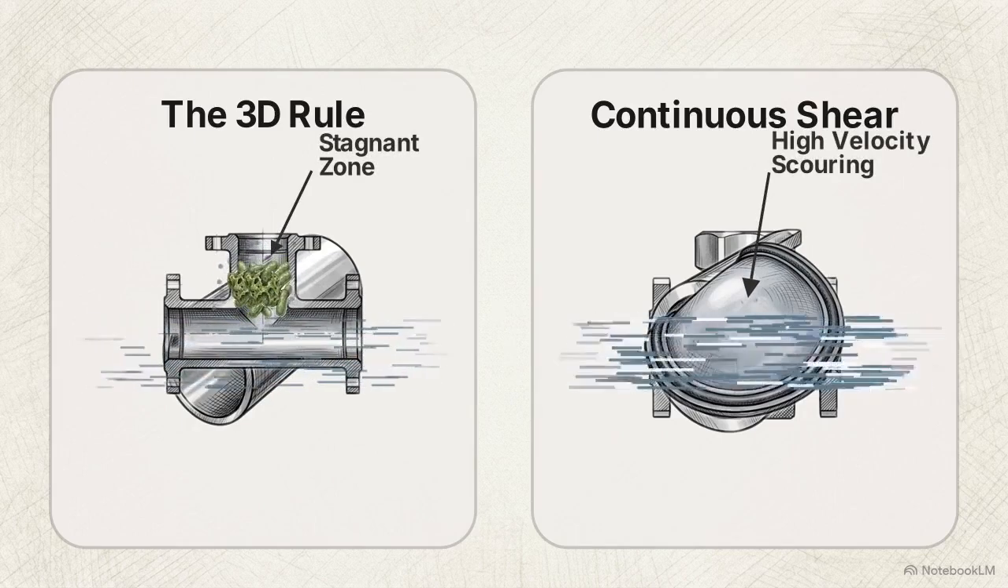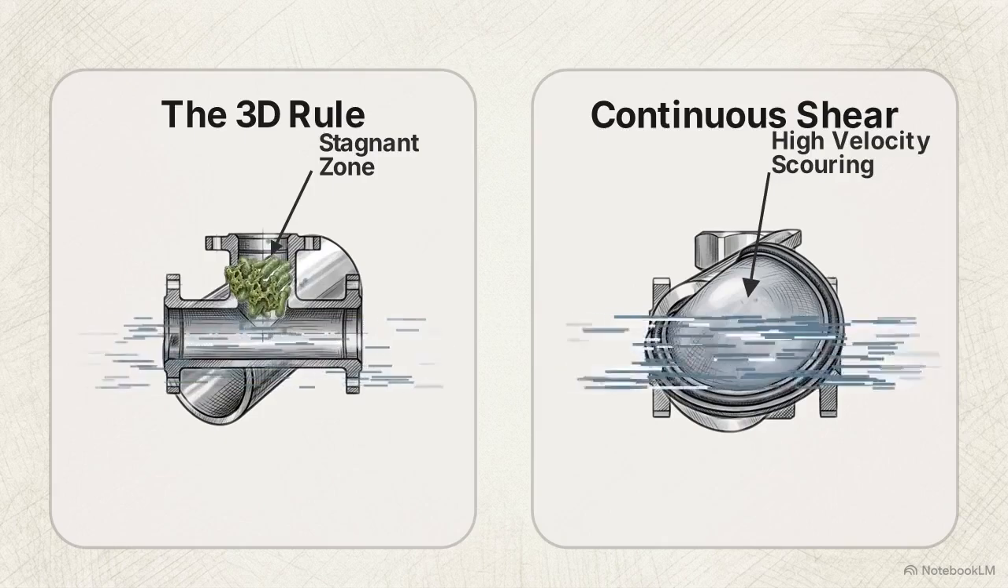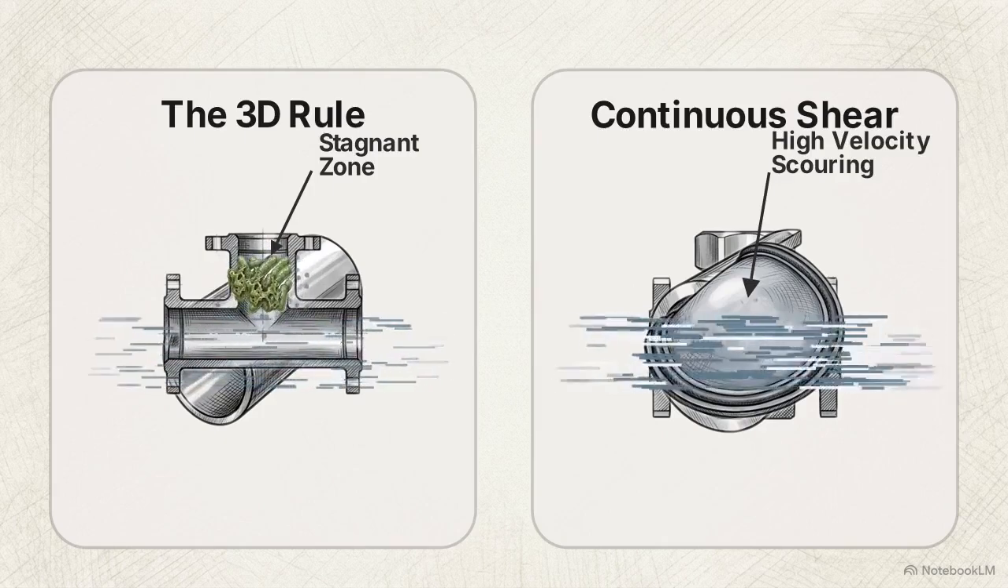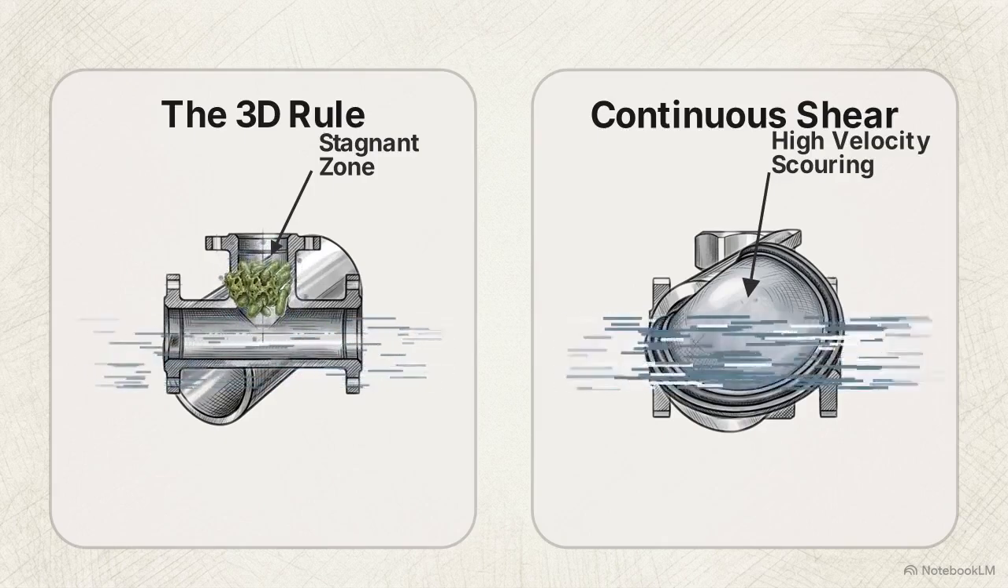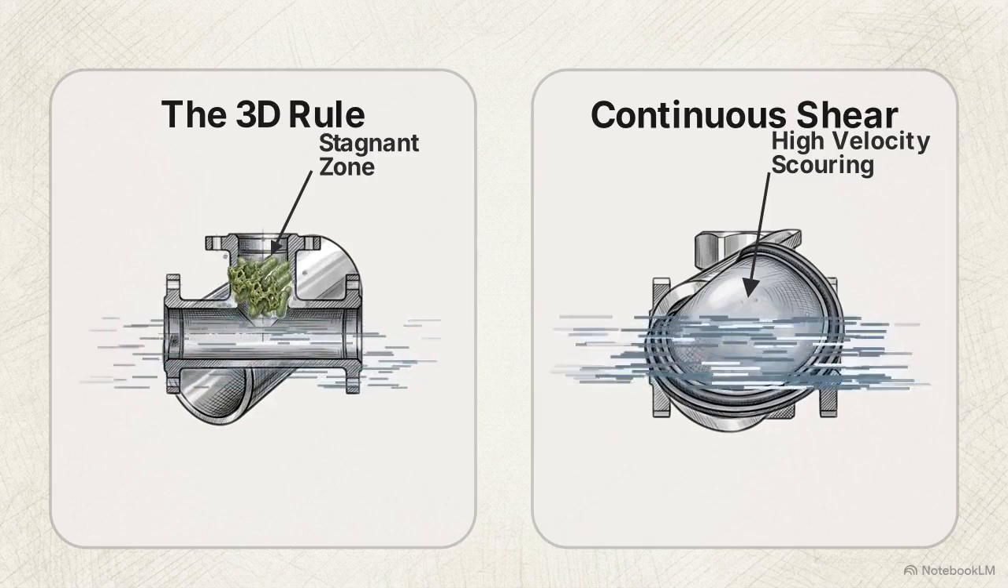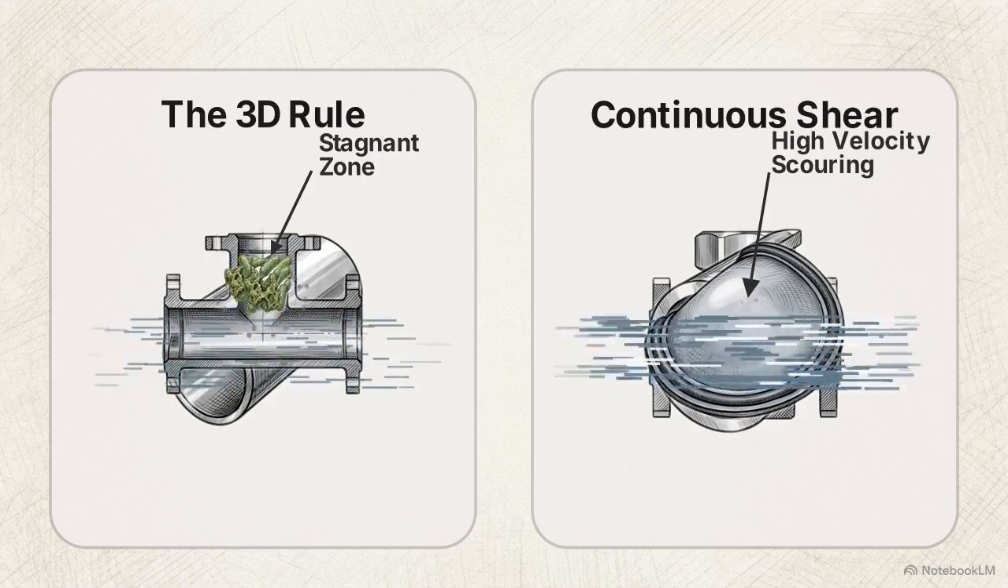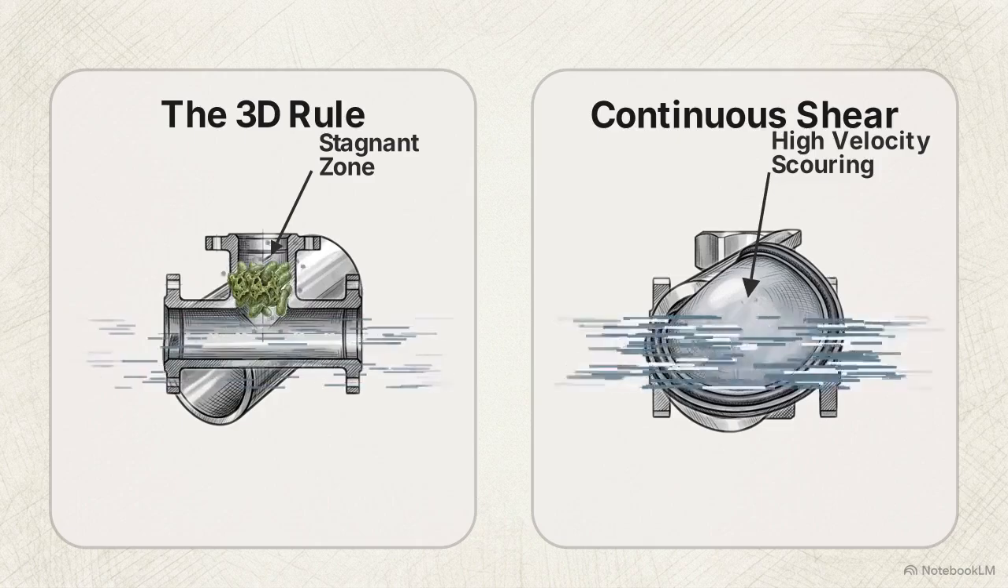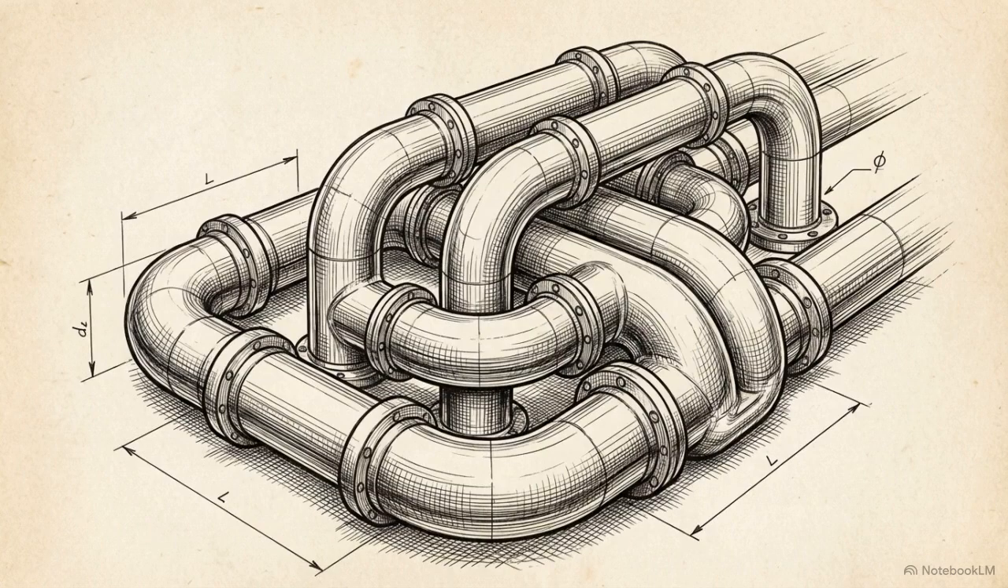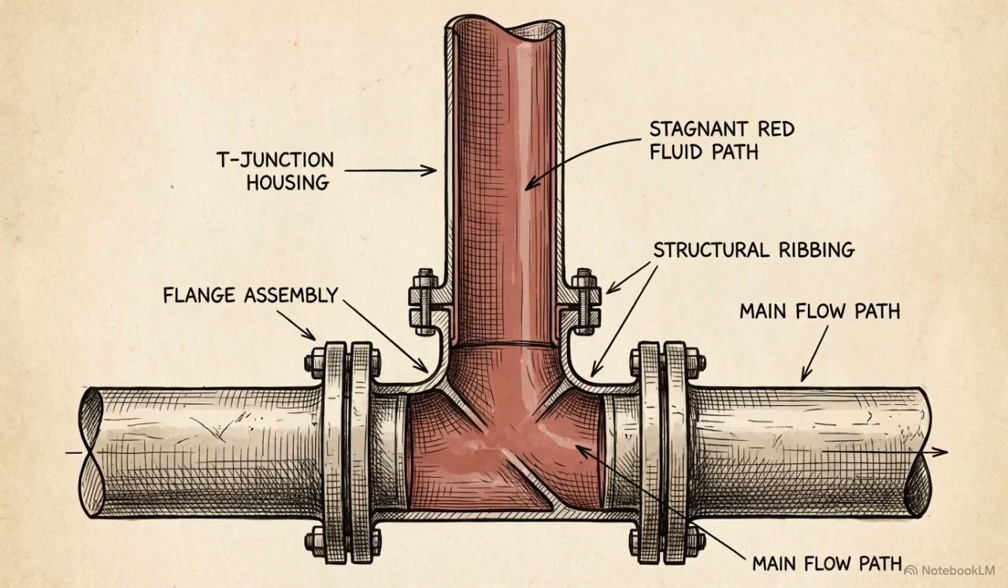Here, a traditional T-junction on the left contrasts with a flush zero dead leg, or ZDL, block valve on the right. The FDA increasingly mandates this continuous shear architecture, pushing away from legacy 3D rule geometry. Achieving regulatory compliance requires engineering a geometric environment where fluid stagnation cannot physically exist. To understand why the 3D rule fails, we have to look at the fluid dynamics inside a standard T-valve branch.